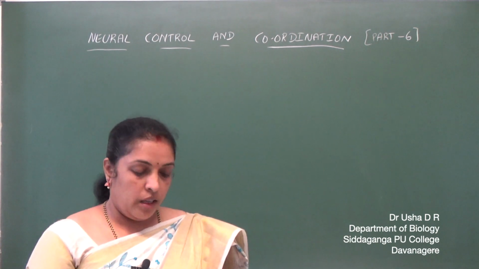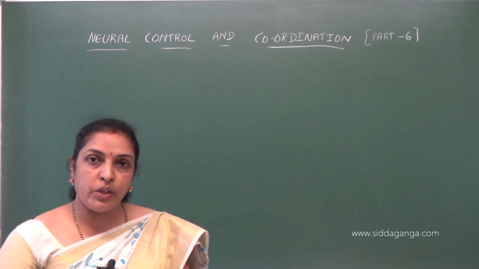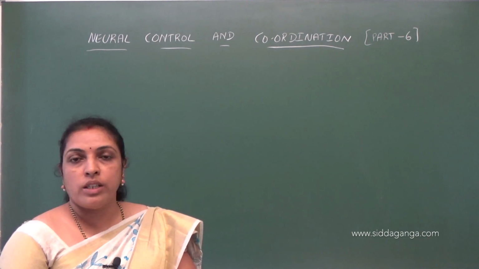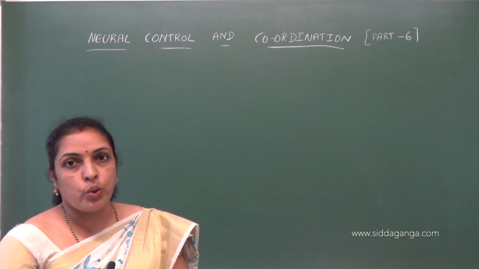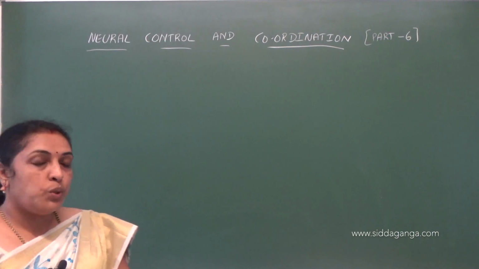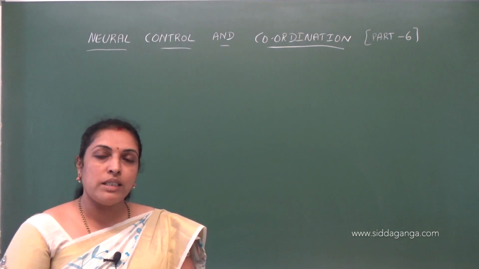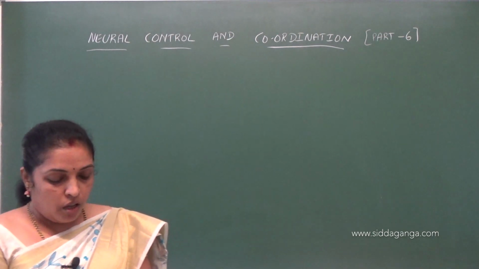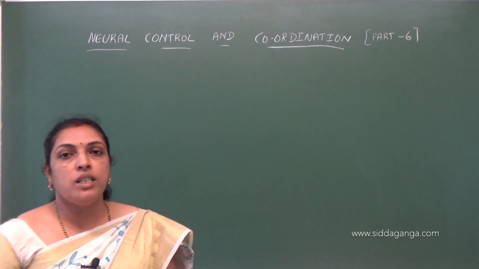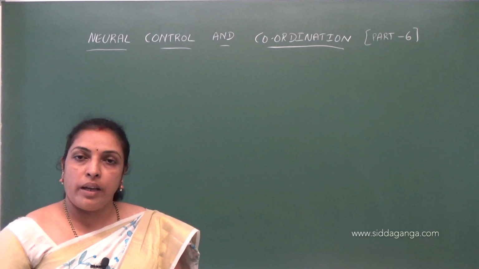Namaste children. In our last class we studied about synapses and different types of synapses, and also the protective covering layers of the brain and spinal cord, that is dura mater, arachnoid mater and pia mater. In today's class we will discuss about the brain. In that, we will discuss in detail about the cerebrum. So the brain comes under the central nervous system. The central nervous system includes the brain and spinal cord.